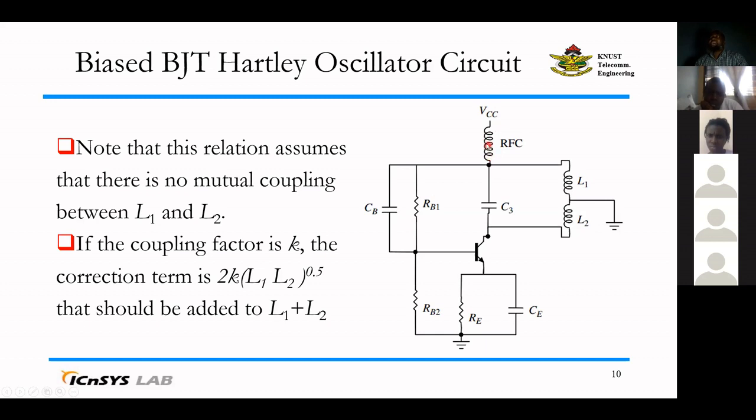So the RF choke here means that for the DC, it will see what? A short circuit, right? So the DC can come through, right? But the DC should not come through this path. It should come through this path and bias the transistor. And then if the DC were to come, the RB1 and RB2 are the ones that bias the transistor. But the RF signal cannot come and bias the transistor because here is an RF choke. And for the DC, it is short. For the RF, it is open.